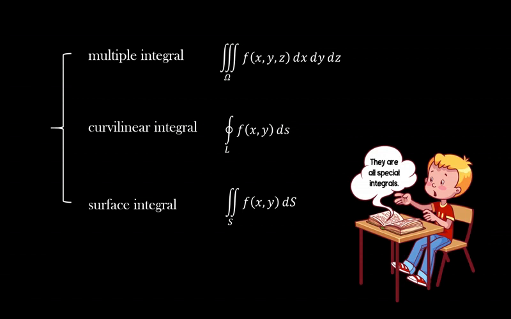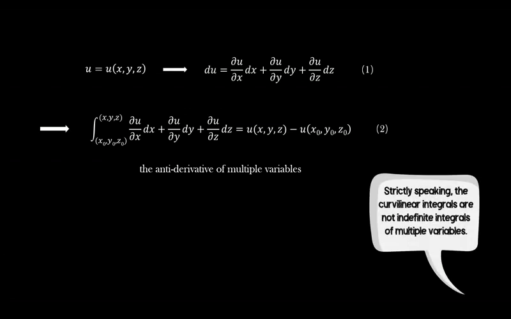Let's take a function of three variables as an example. Set u equal to u(x, y, z). We know its total differential is formula 1. Therefore, its indefinite integral of multiple variables is formula 2, which is the antiderivative of multiple variables. Strictly speaking, the curvilinear integrals are not indefinite integrals of multiple variables.